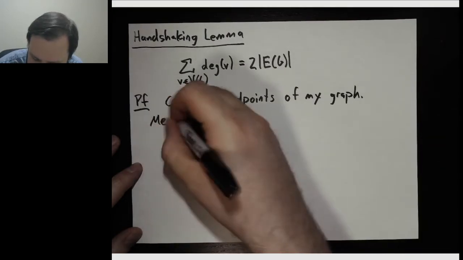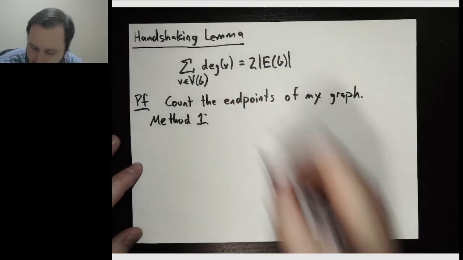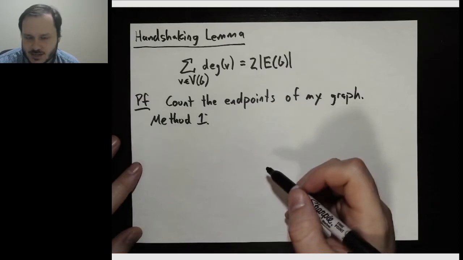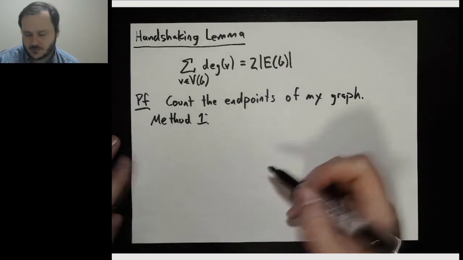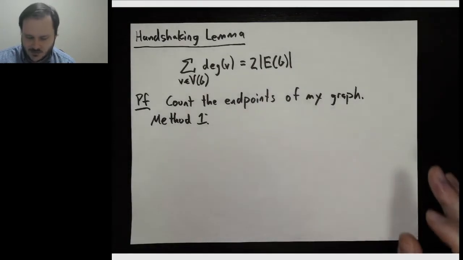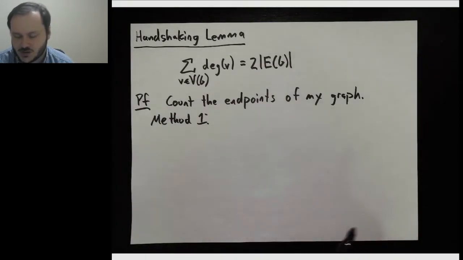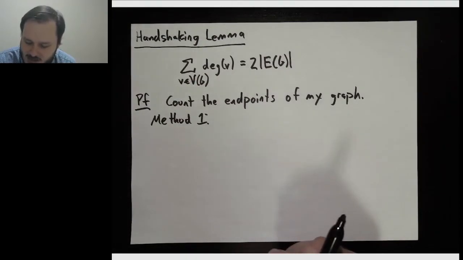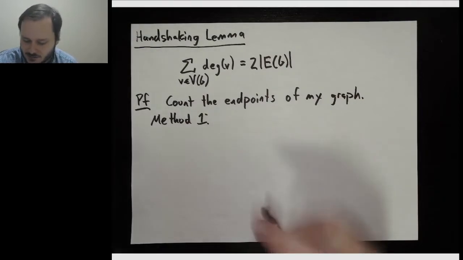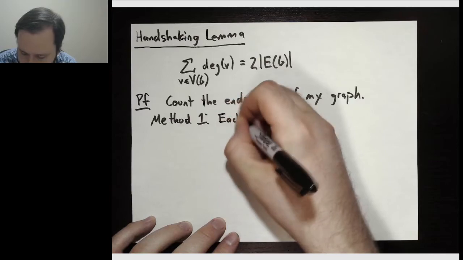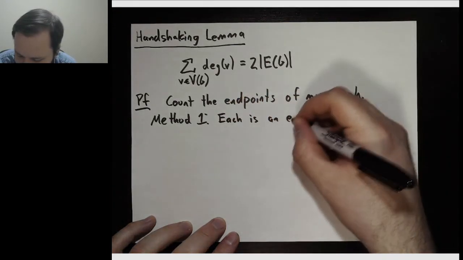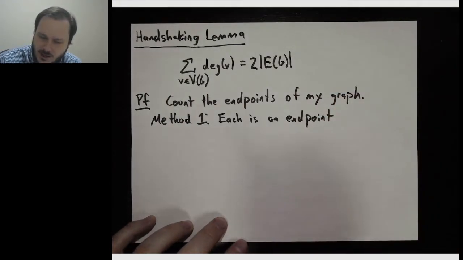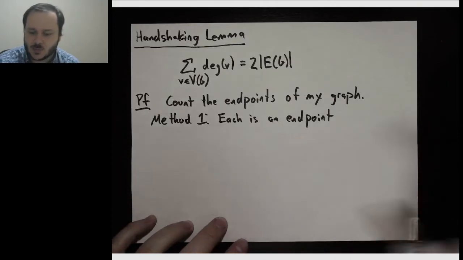So method 1, each vertex is an endpoint for each edge it's incident to. Right? Remember what an endpoint is. If you have an edge, the two vertices that make up that edge are the endpoints. So if I look at a particular vertex, it is an endpoint of any edge that it's a part of. And how many times is my vertex incident to an edge? Well, that's exactly its degree.